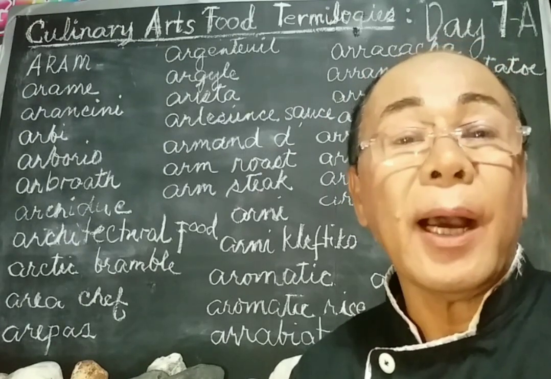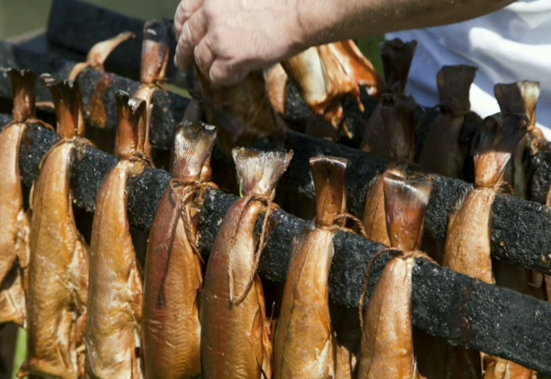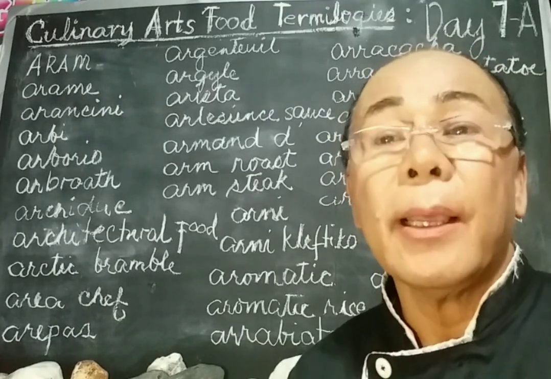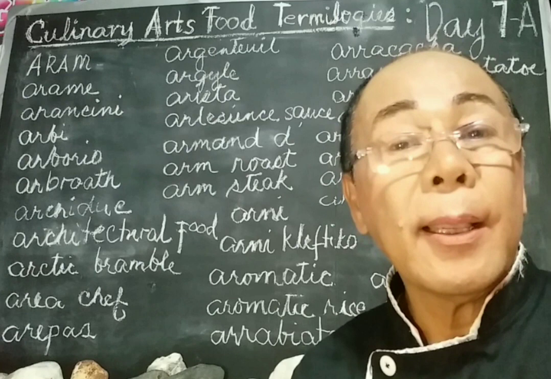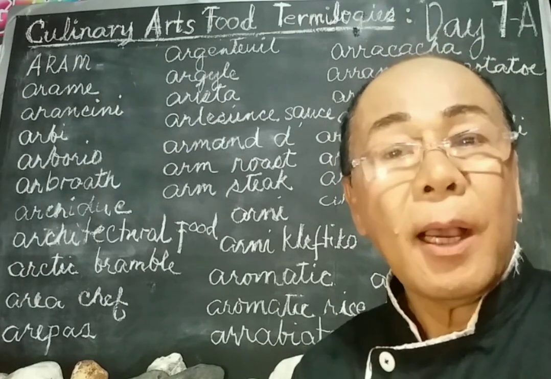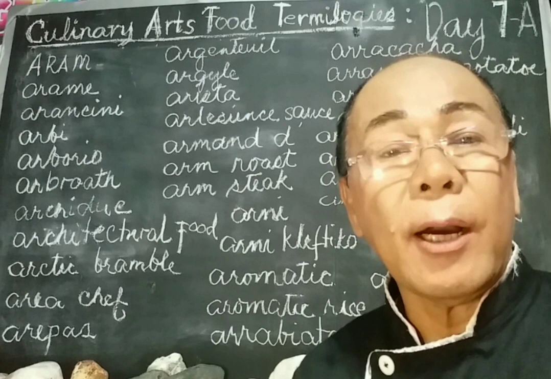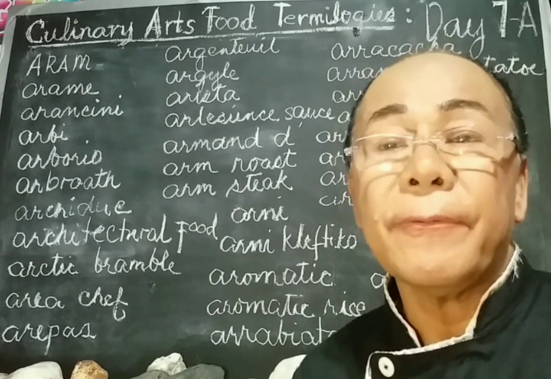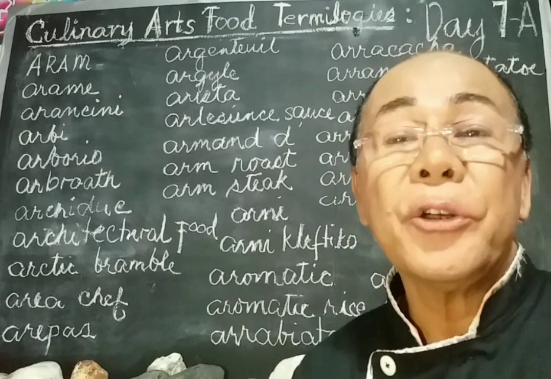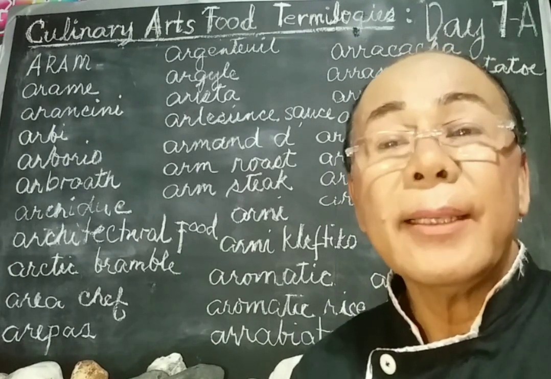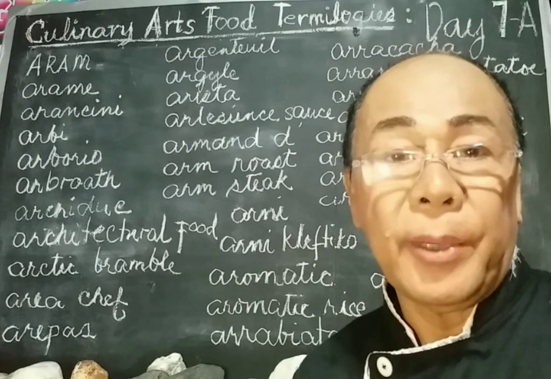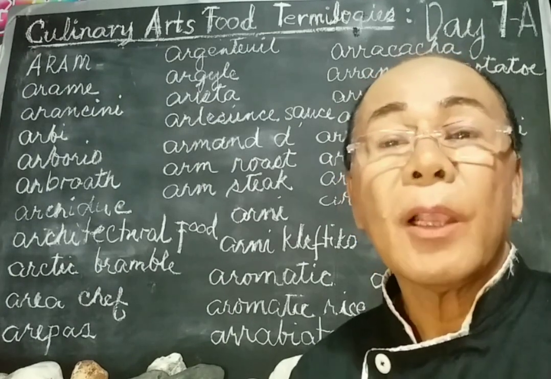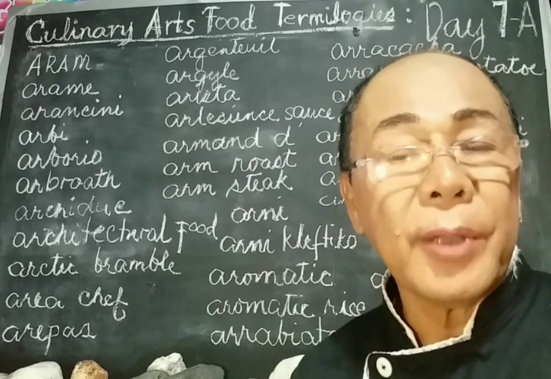Next word we have the Arbroath smokies. This term refers to a Scottish dish consisting of small haddock that are gutted but not split, salted and smoked, and then broiled just before serving. Then again, this is the word archiduc sauce, or we call this in the French term archiduc. This is a French compound sauce made from a supreme sauce finished with a champagne reduction.